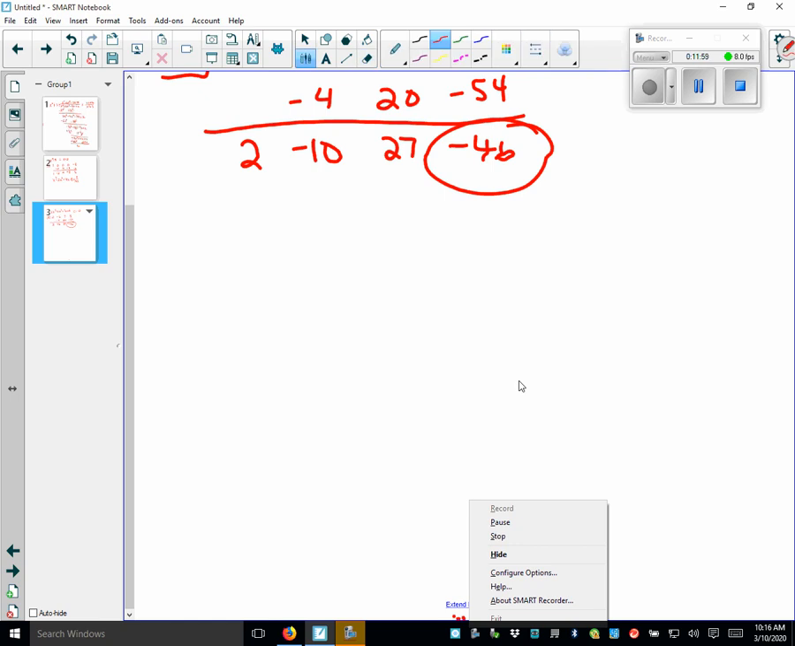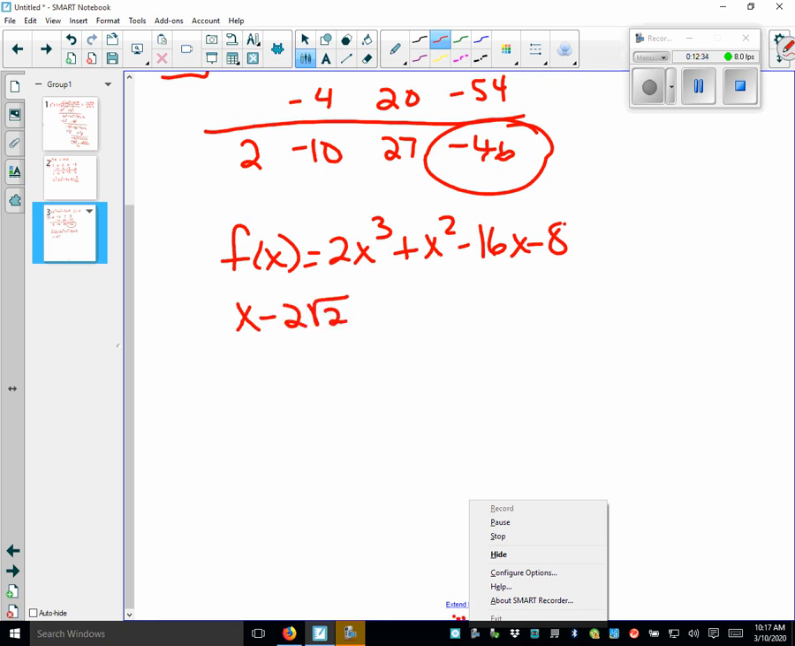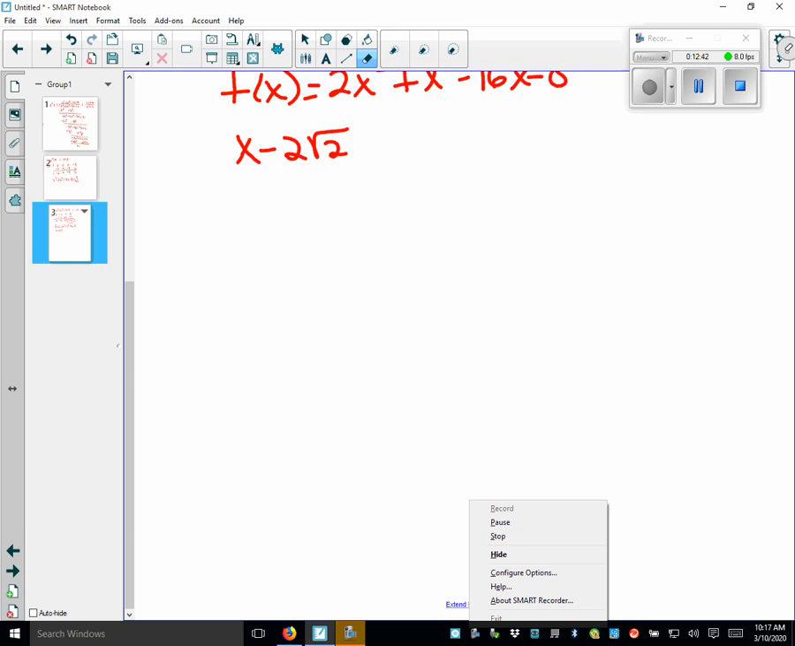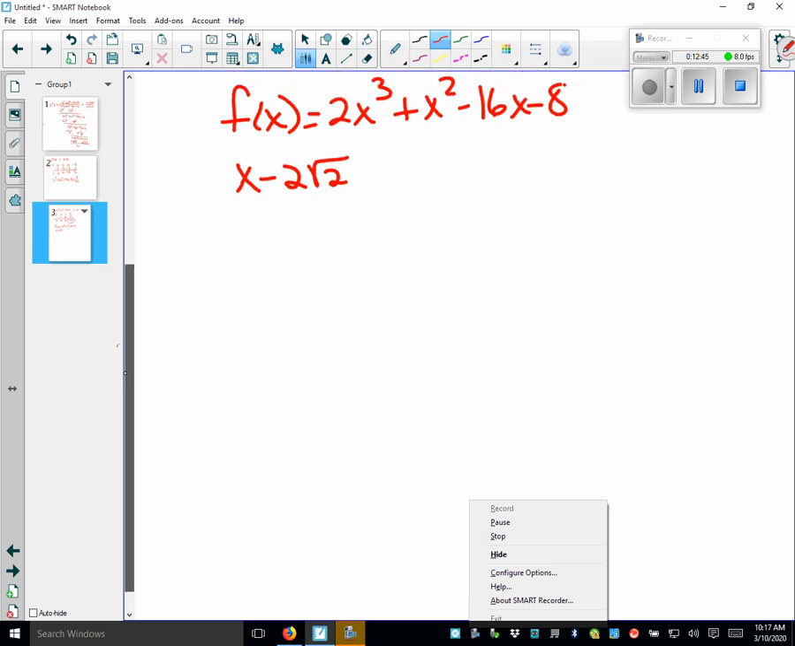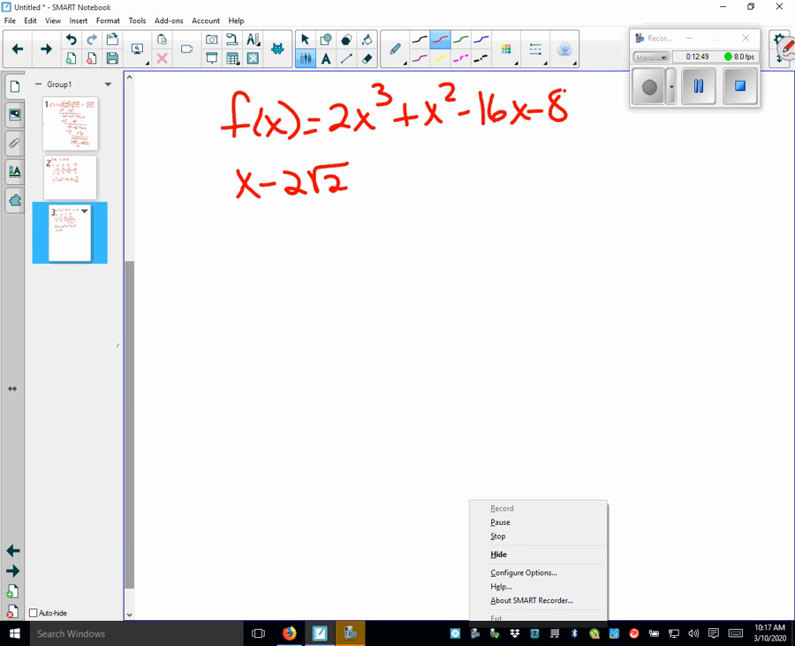So, here's my problem. F of X is 2X cubed plus X squared minus 16X minus 8. My factor is x minus 2 radical 2. I'm going to tell you, I chose that hard one intentionally. How do I decide it's a factor? What goes in my box?